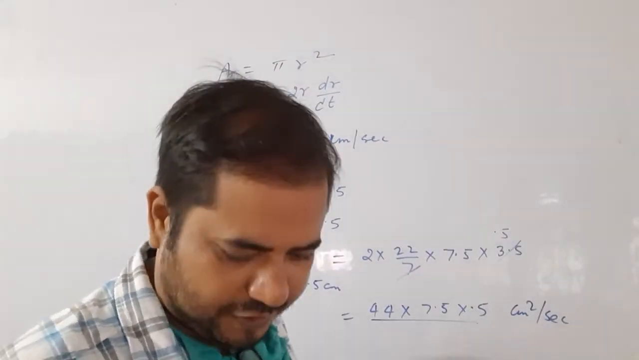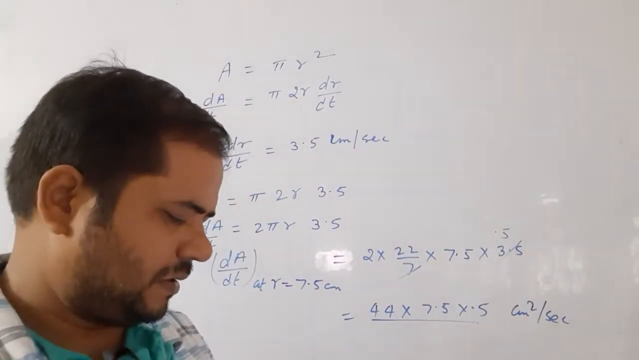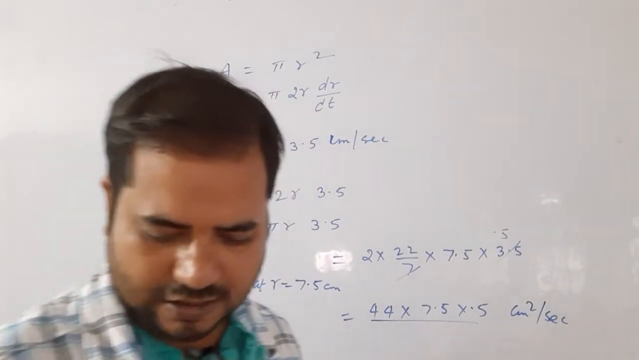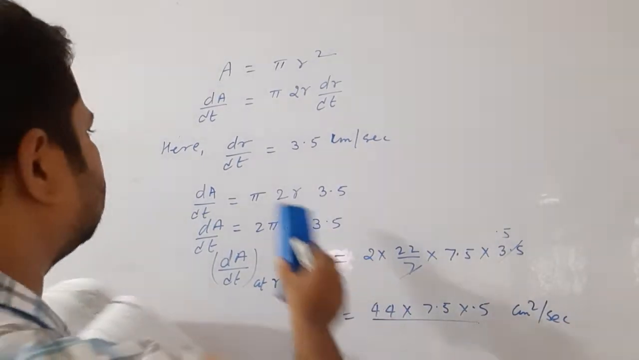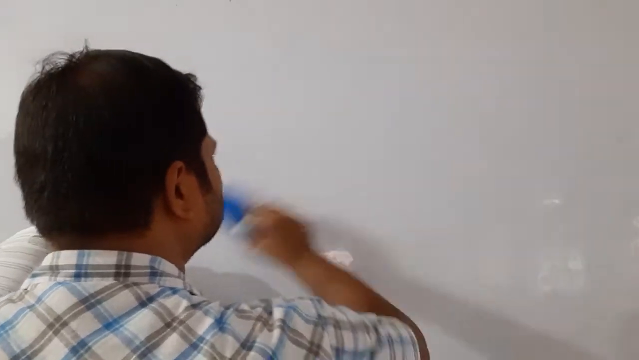So I hope you have completed this one. Now the next question, this is from NCERT. A balloon which always remains spherical has a variable diameter 3 by 2 (2x plus 3). Find the rate of change of its volume with respect to x.